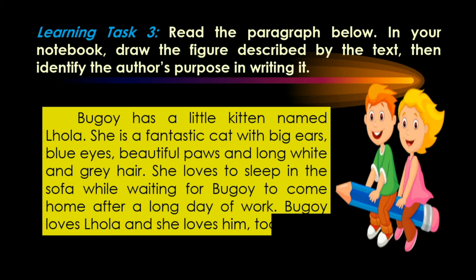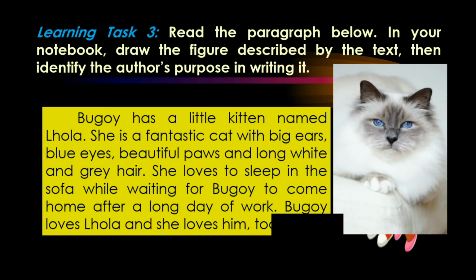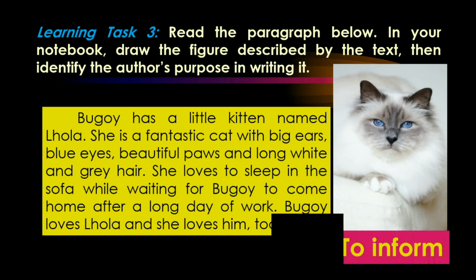Okay, time's up for this activity. Your outputs will be checked via Google Classroom. So now, I'll be showing you my output. You see. Okay, so that's it. Okay, it has ears, it has blue eyes, beautiful paws, and long white and gray hair. Now the question is, what is the author's purpose in writing this selection? It's to inform. Yes, it is to inform. Why? It is because it informs the reader how magnificent or how beautiful this little kitten is.